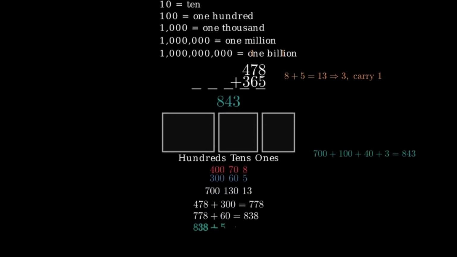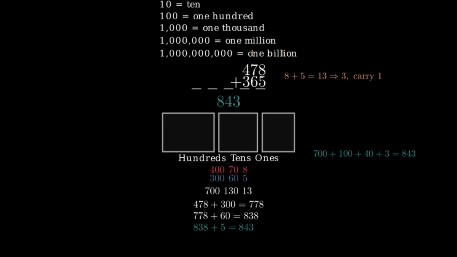Method 3 uses stepwise addition or adding in parts, which is great mentally. We add hundreds, then tens, then ones, or add the large chunk first, then the small chunk. 478 plus 365. Start by adding 300. 478 plus 300 is 778.